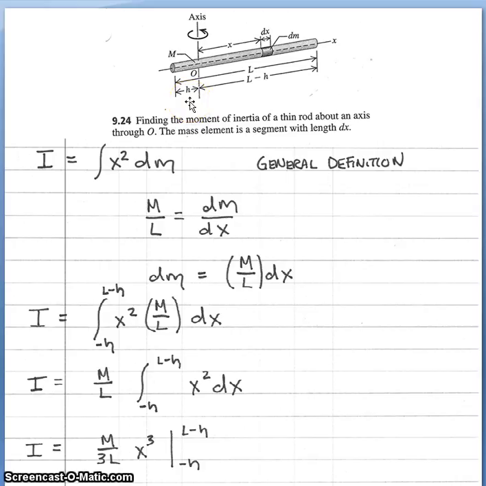And for example, if you were to make H equal to 0, that would put the axis of rotation right on the end of the rod. If you were to make H equal to L over 2, that would put the axis of rotation directly in the center of the rod. So let's take a look at what happens if we pick those values for H.